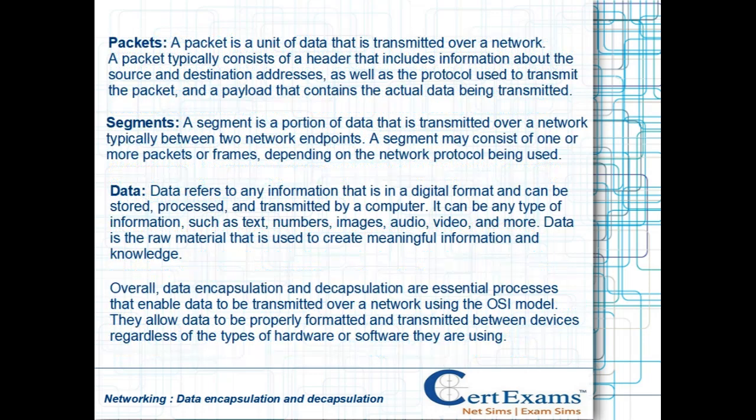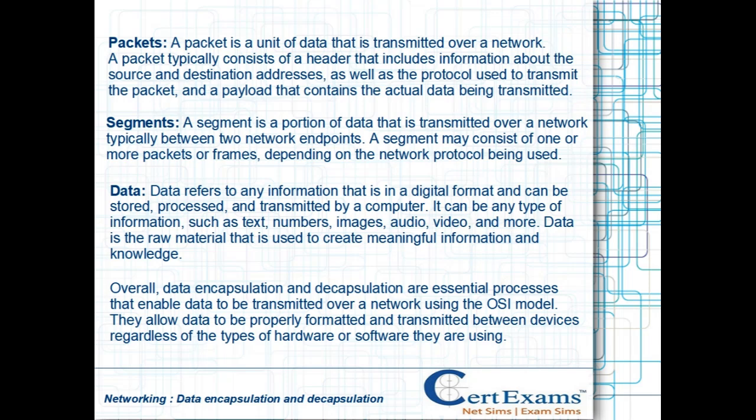Packets. A packet is a unit of data that is transmitted over a network. A packet typically consists of a header that includes information about the source and destination addresses, as well as the protocol used to transmit the packet, and a payload that contains the actual data being transmitted. Segments. A segment is a portion of data that is transmitted over a network, typically between two network endpoints. A segment may consist of one or more packets or frames, depending on the network protocol being used.